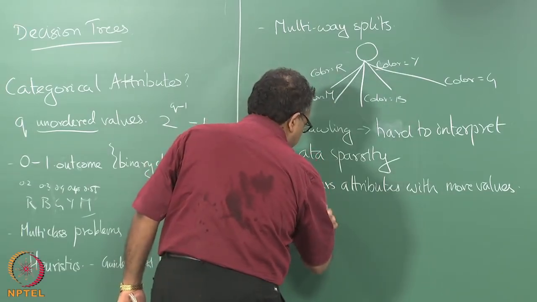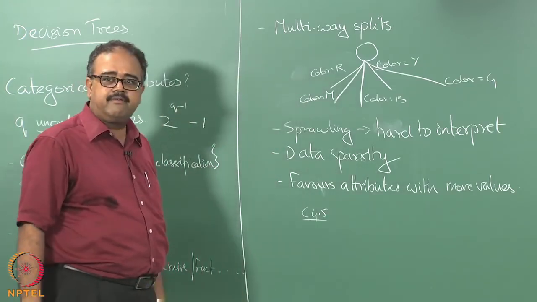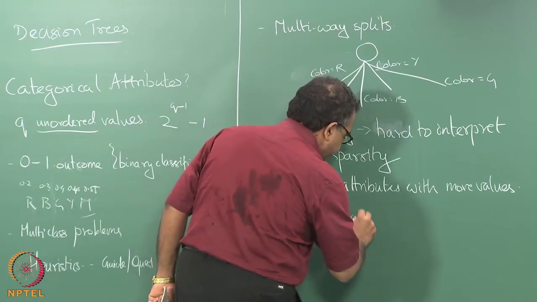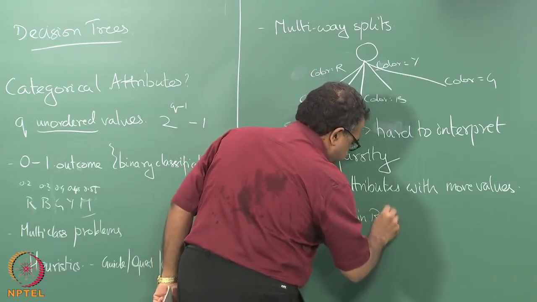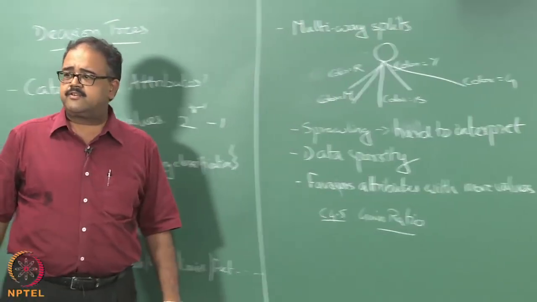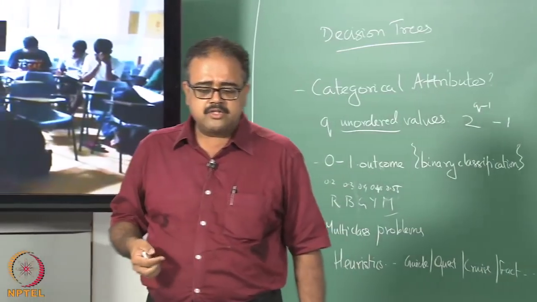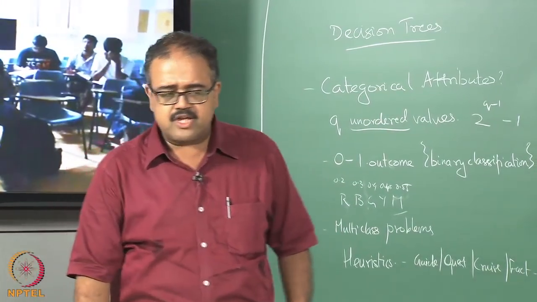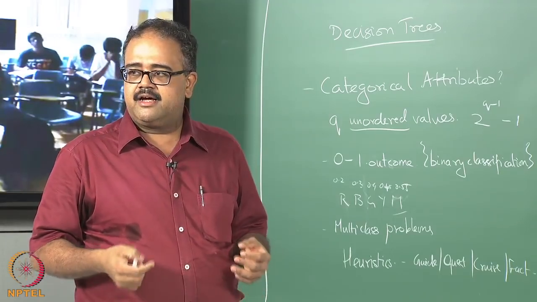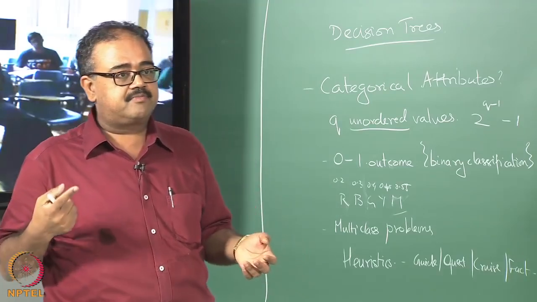There is a very popular decision tree algorithm called C4.5 which uses something called gain ratio. People recall information gain that we spoke about in the last class, it is related to entropy. Information gain tells you how much less information you need by splitting on a particular attribute for encoding the class labels.